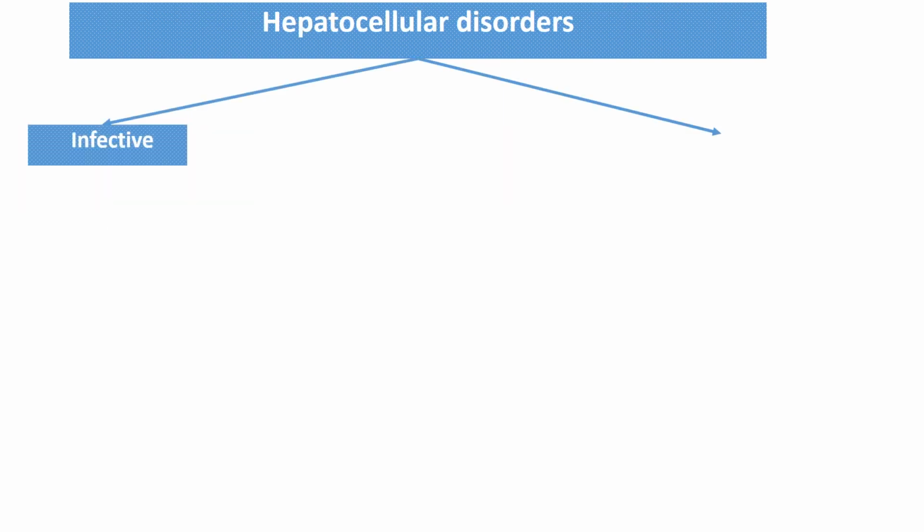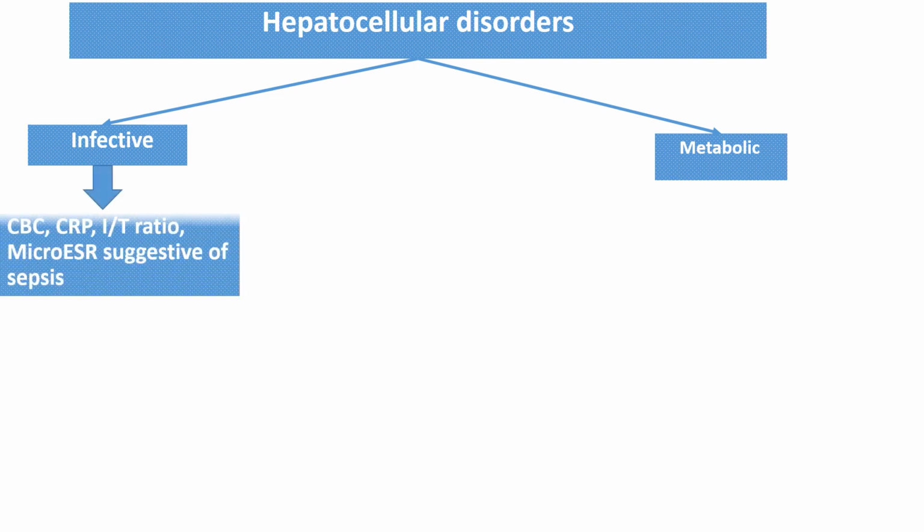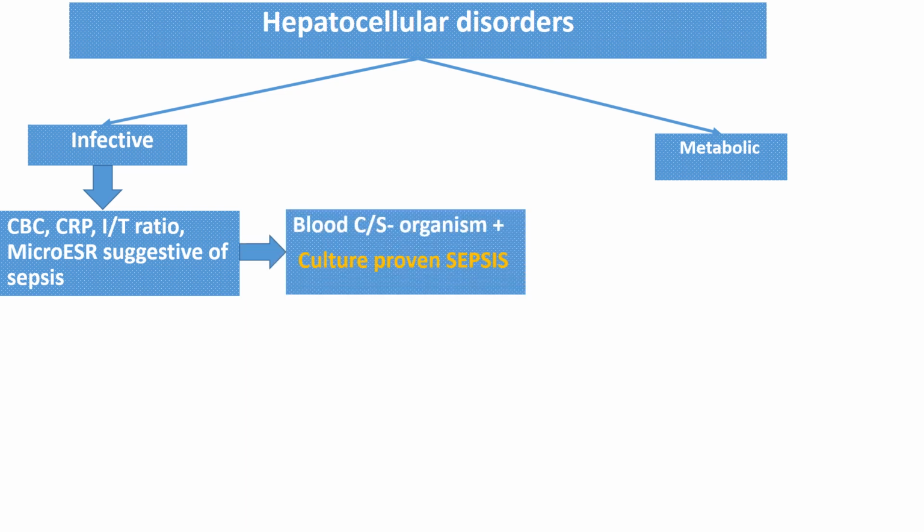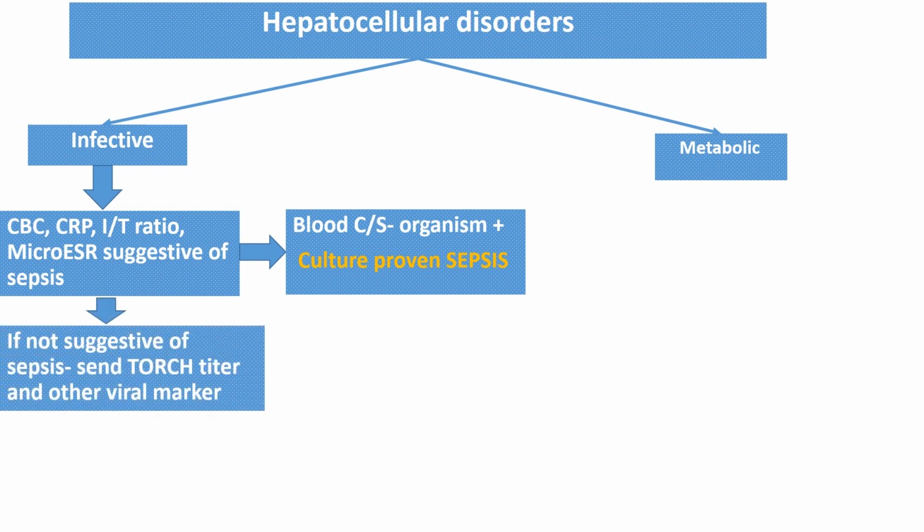Now hepatocellular disorders are due to either infective or metabolic diseases. In infective, first you have to rule out sepsis. For this, you have to send the sepsis screening test, in which CBC, CRP, IT ratio, micro ESR will be sent. And if it is suggestive of sepsis, then you have to confirm by blood culture. If it is positive, we can say the newborn is having neonatal cholestasis due to culture proven sepsis.